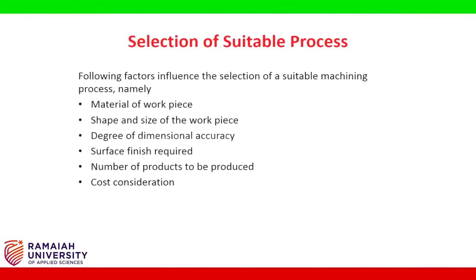Selection of suitable process. Following factors influence the selection of suitable process, namely workpiece material, shape and size of workpiece, degree of dimensional accuracy, surface finish required, number of products to be produced, and cost consideration.